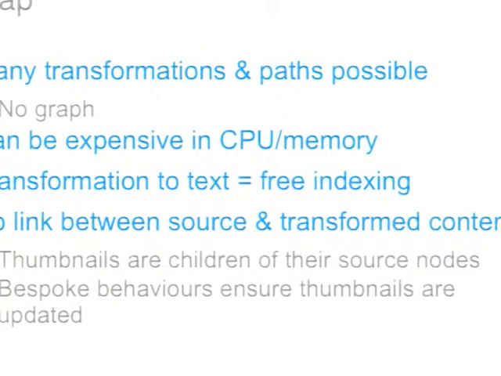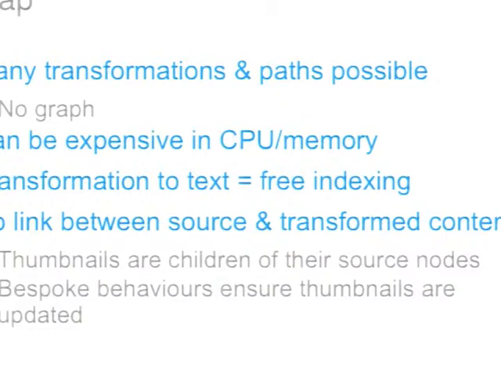So a quick recap. There are many transformations, many paths through the MIME type graph are supported, but Alfresco doesn't have that graph. It's all explicitly hard-coded and declared. Transformations can be very expensive in CPU and memory for some content.